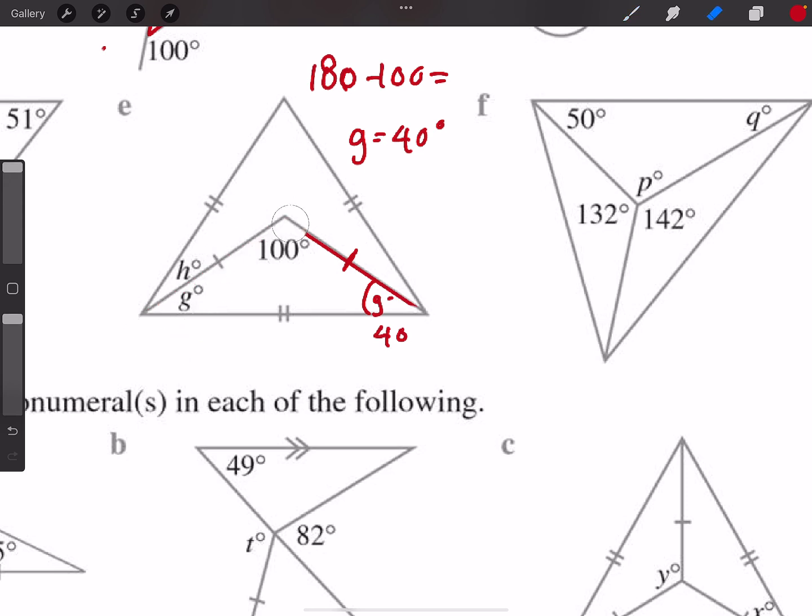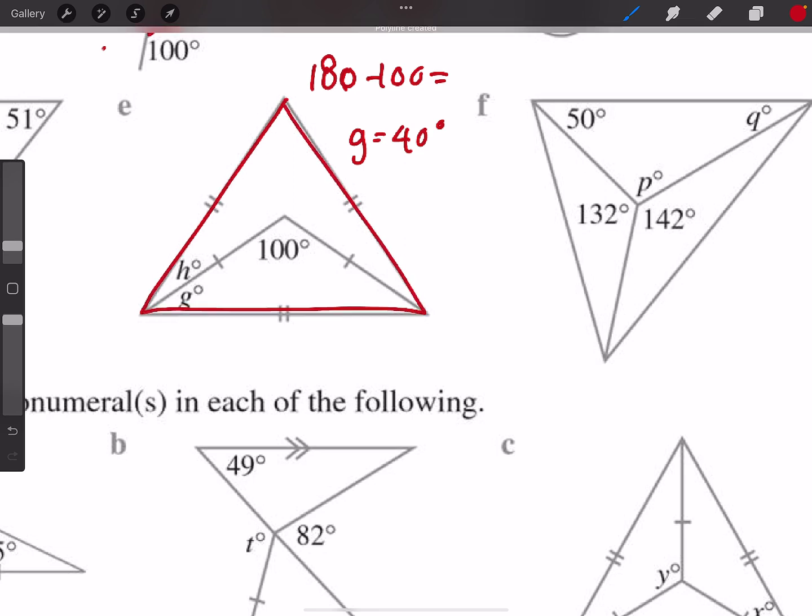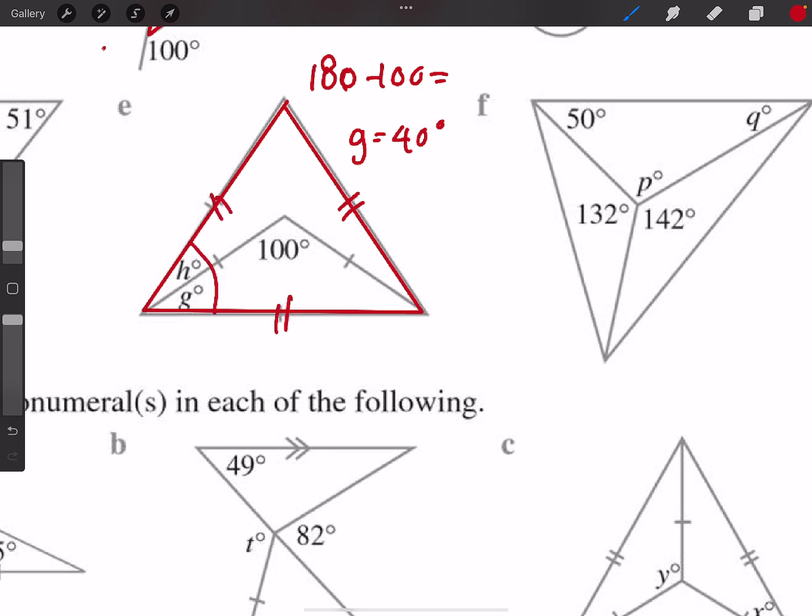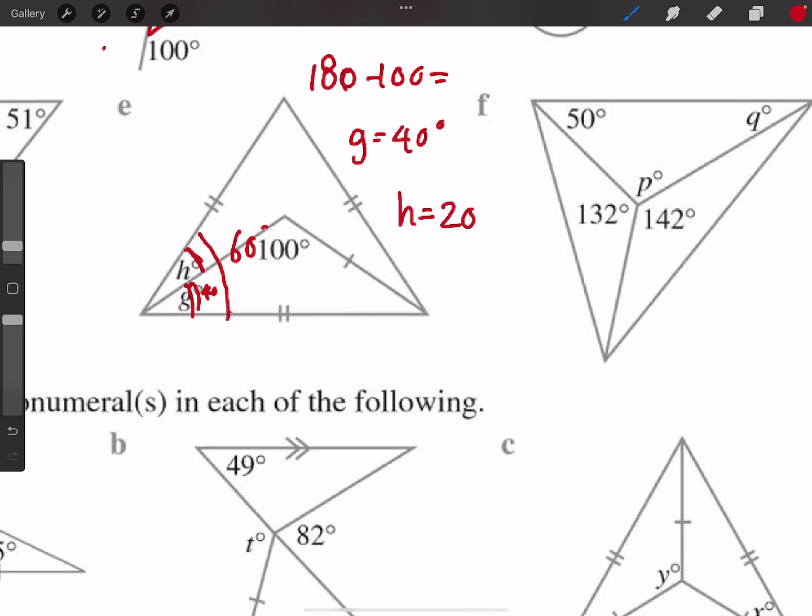Now, what else do we know? Oh, this is not an isosceles triangle, this is an equilateral triangle. All the sides are the same, which means that all the angles must be 60 degrees, all of them. All three of them are 60 degrees. Okay, so we know this is 60 degrees. We know that this whole angle here is 60 degrees. We know G is already 40 degrees. So this one must be 20 degrees because 60 minus 40, H must equal 20 degrees. Done.